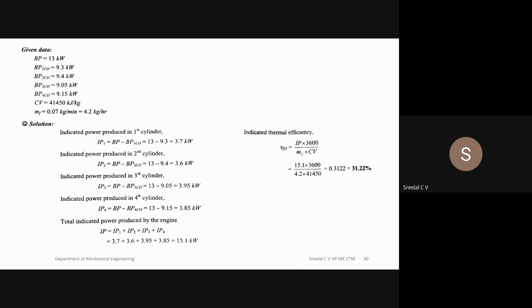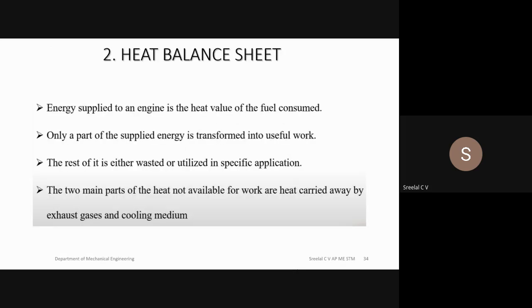Hello, you didn't try it, right? No, sir. Okay, fine. A few more questions will be forwarded to you, so you have to complete them in your tutorial note. Okay. Next we are going to discuss the heat balance sheet.